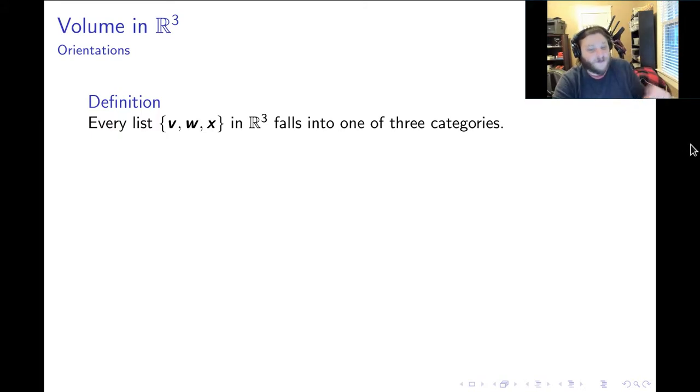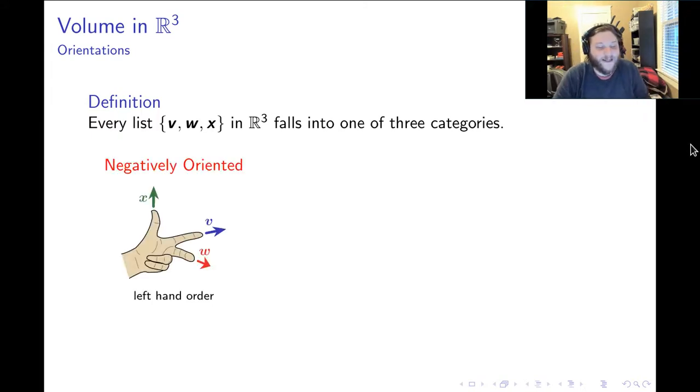The first category is what's called left-hand order or negative orientation. So here's how we do this. If we were in class together, I would look at everybody and have you do this with me. So I'm just going to have to assume that you're making a fool of yourself just like I am.